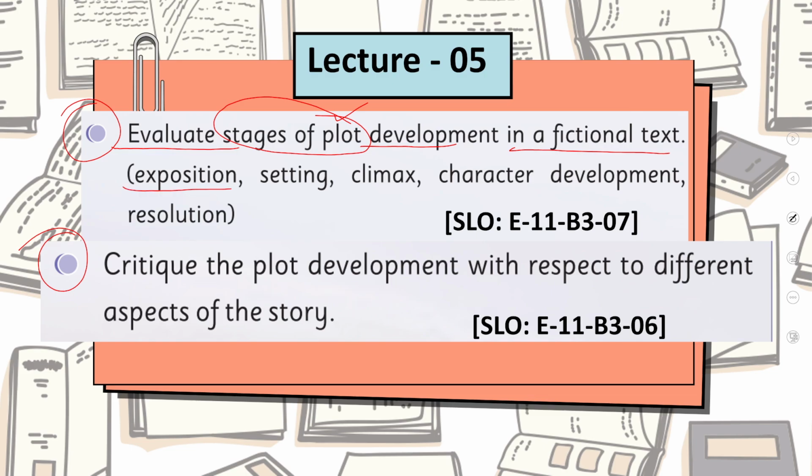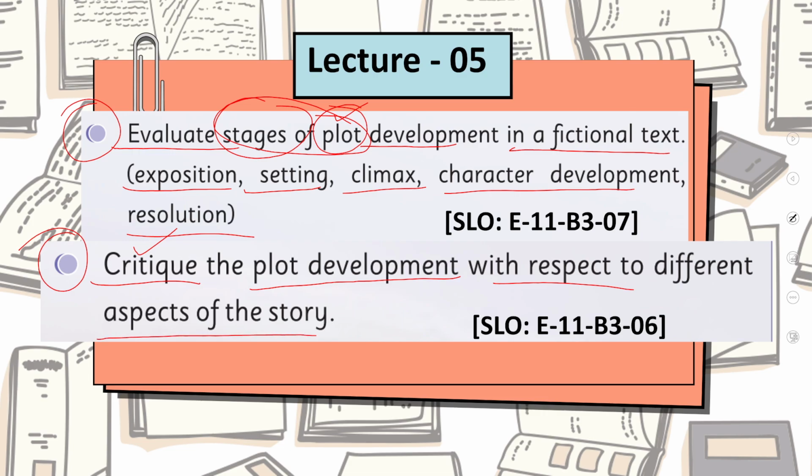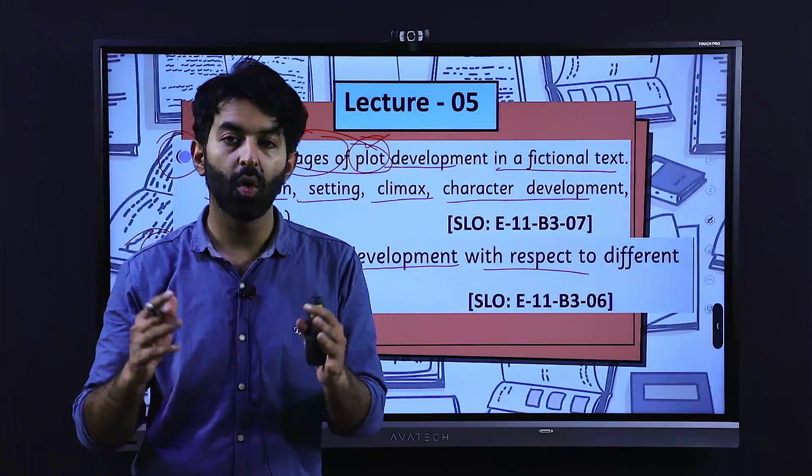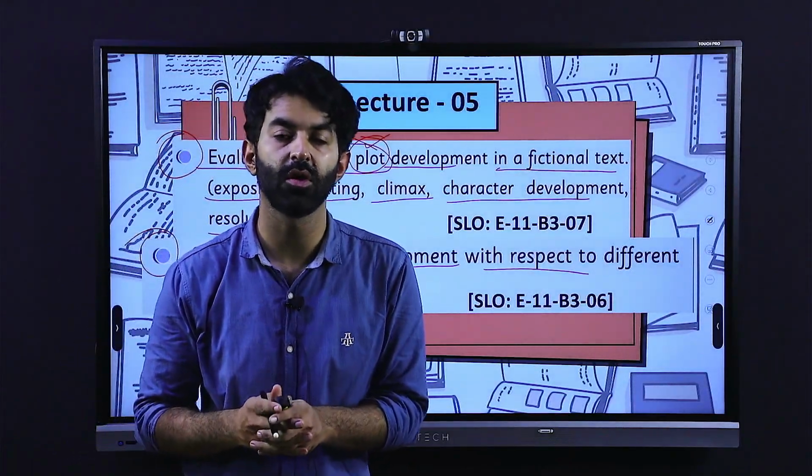First, we have exposition, then setting, climax, character development, and resolution. But we are only going to go for our stages of plot. Now, the next one is where we critique or critically analyze the plot development with respect to different aspects of the story. Yes. Now, the whole lesson today is going to be on fiction.